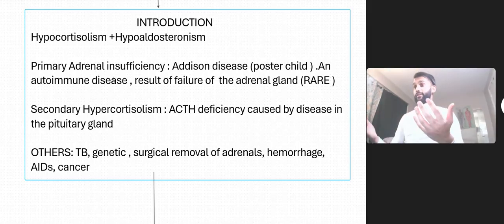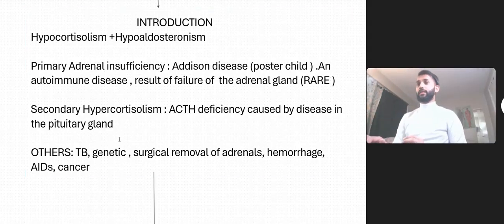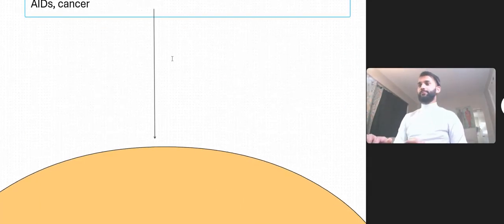Hemorrhage, AIDS, and cancer are other causes of low production of cortisol, which in turn could result in Addison disease. It could be the result of hypocortisolism. Addison is primarily for primary adrenal insufficiency. So, in simple terms, primary is a problem in the adrenal gland, and secondary is a problem other than the adrenal gland. In the primary, we have Addison disease.